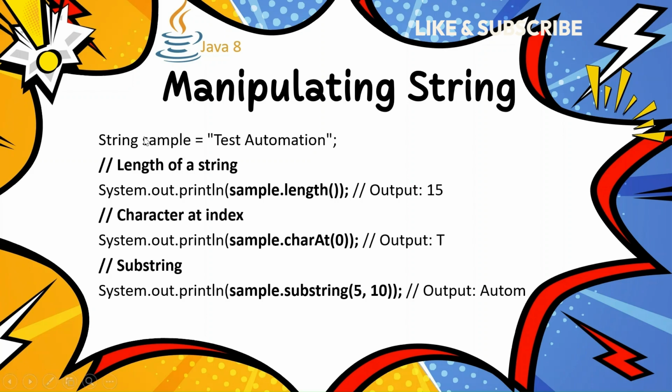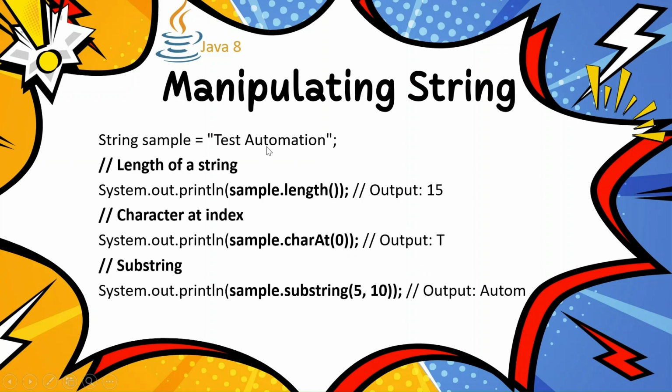When you have a string variable, and you use the dot operator and call a method called length, it will give you the length of that string. And when you call the charAt method and pass a number, charAt takes an index actually, so it will give you the character at that particular index.